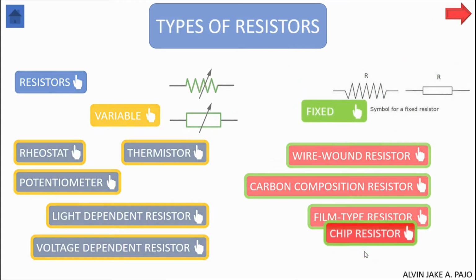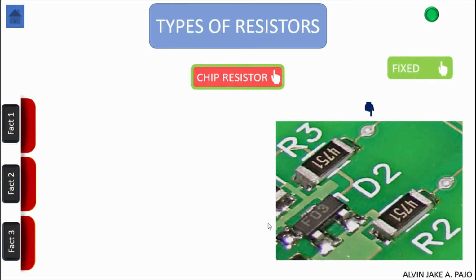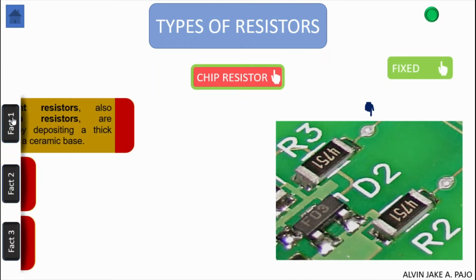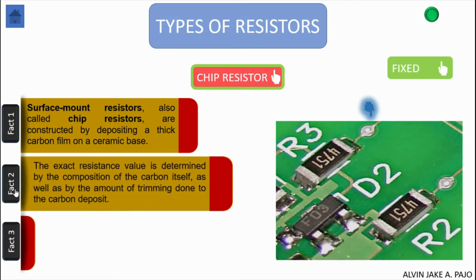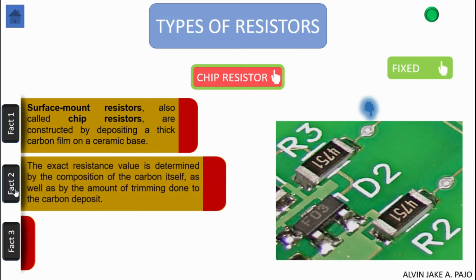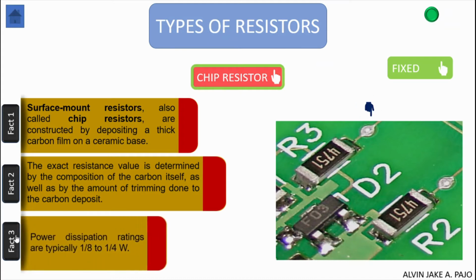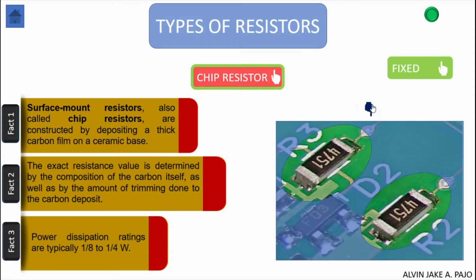Next is the chip resistor. Surface mount resistors, also called chip resistors, are constructed by depositing a thick carbon film on a ceramic base. The exact resistance value is determined by the composition of the carbon itself, as well as by the amount of trimming done to the carbon deposit. Power dissipation ratings are typically 1/8 to 1/4 of a watt. The R2 and R3 in this computer board are the chip resistors. Chip resistor is the smallest among all types.